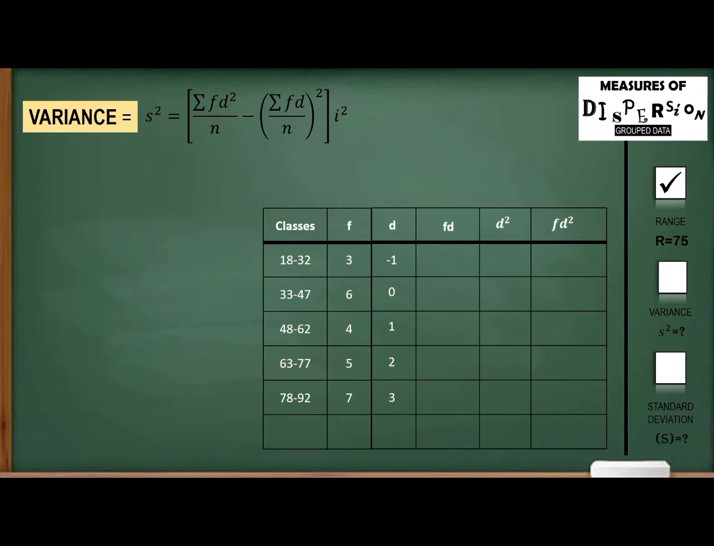Meanwhile, fd will be attained by multiplying the frequency and the unit deviation. 3 times negative 1 is equal to negative 3. 6 times 0 is equal to 0. 4 times 1 is equal to 4. 5 times 2 is equal to 10. And 7 times 3 is equal to 21. For the next column, we just need to square each unit deviation. Therefore, 1, 0, 1, 4, and 9 are the squares of each unit deviation. Lastly, in order to complete the table, we will need to multiply the frequency to the square of the unit deviation.